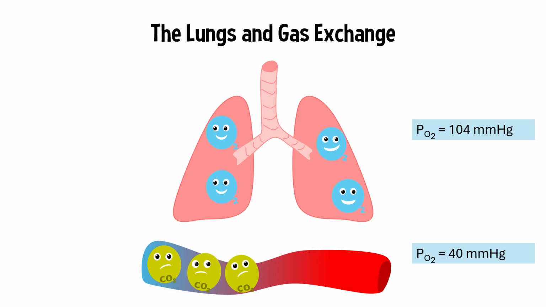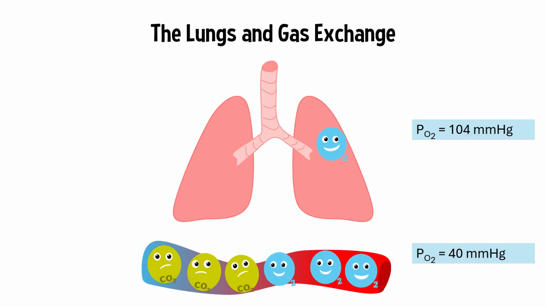And because gas molecules behave very much like any other molecule, these molecules are going to go from an area where there's a lot of them or a lot of pressure into an area where there's not very many or where there's very little pressure. And that means that our oxygen is going to move from the lungs where the partial pressure is 104 into the blood where the partial pressure is only 40.